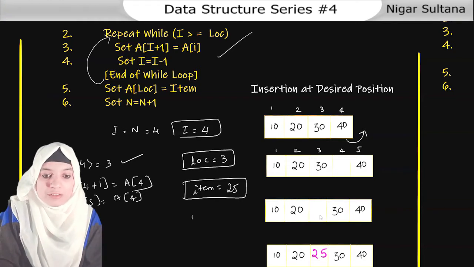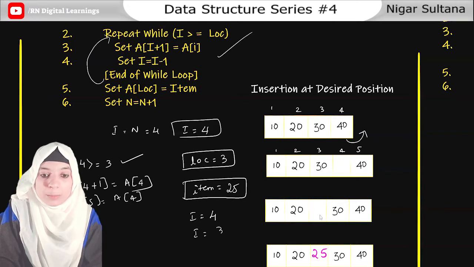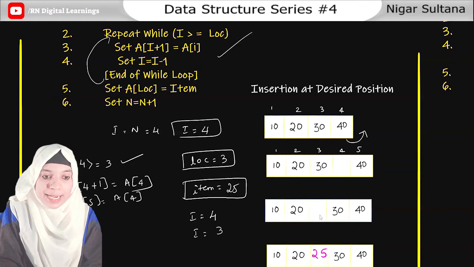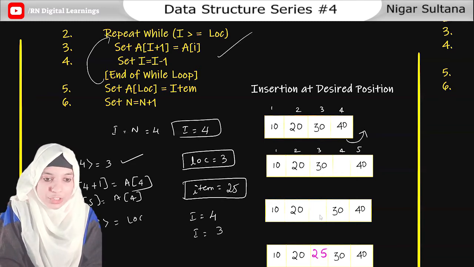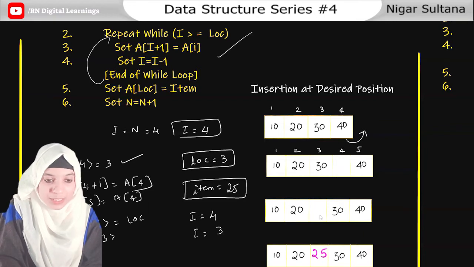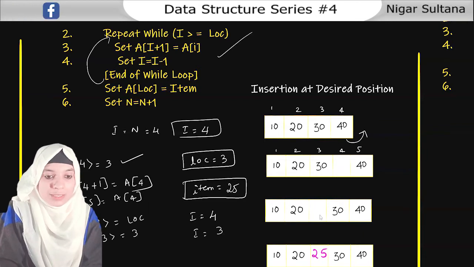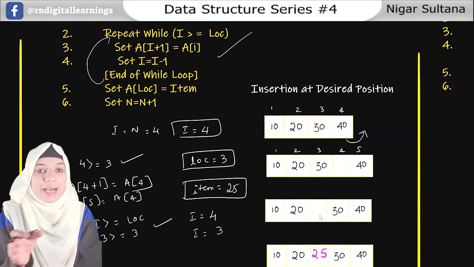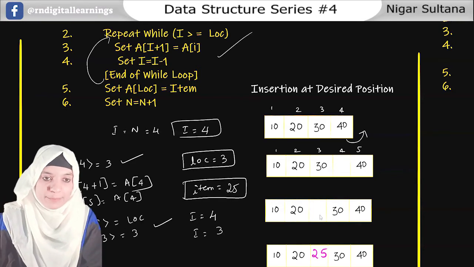Initially the value was 4. Now what is the value when I decrement? It will be 3 now. Now let's check the condition. While I is greater than or equal to location, is 3 greater than or equal to location? Yes, this is true. When this is true, what I must do? I must set the value of A of I plus 1 with A of I. So now let's see.